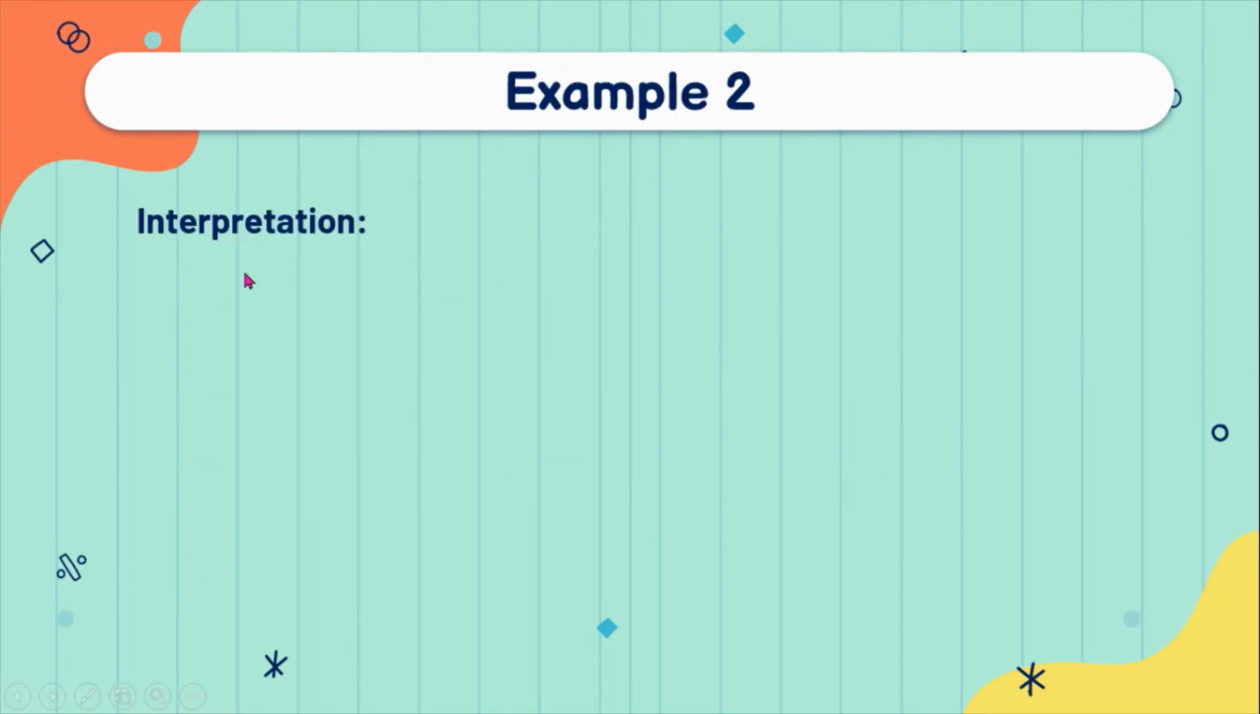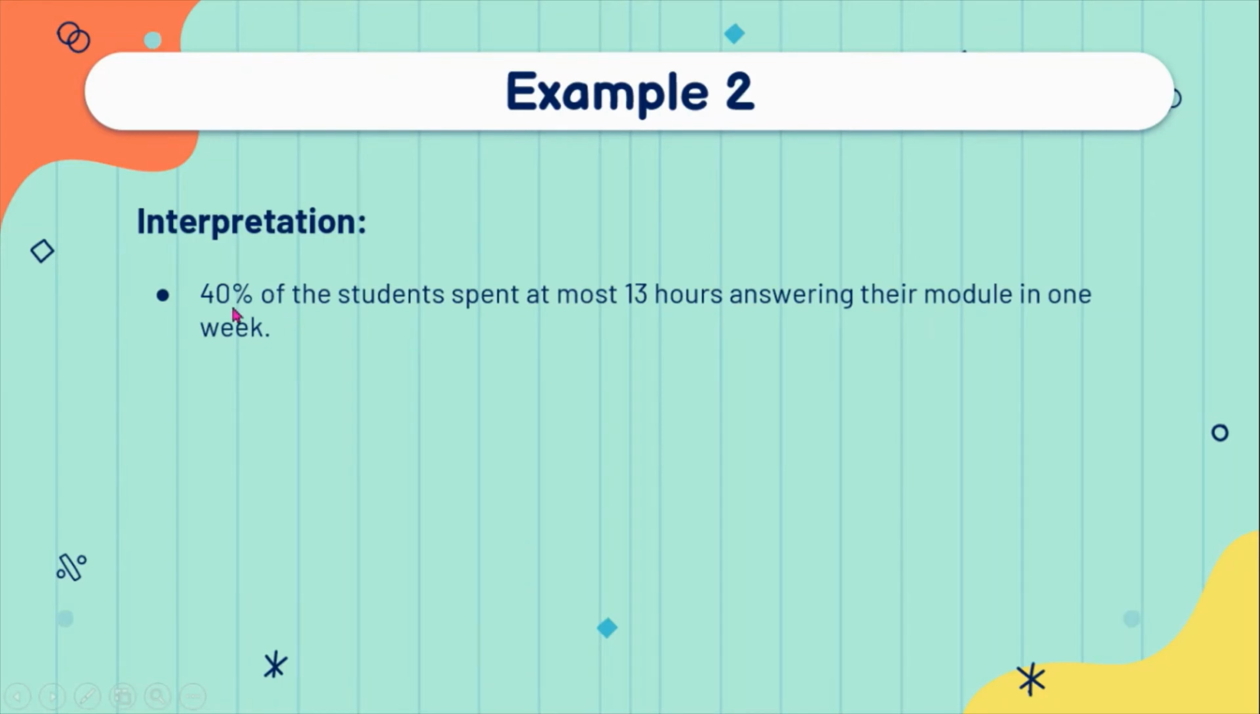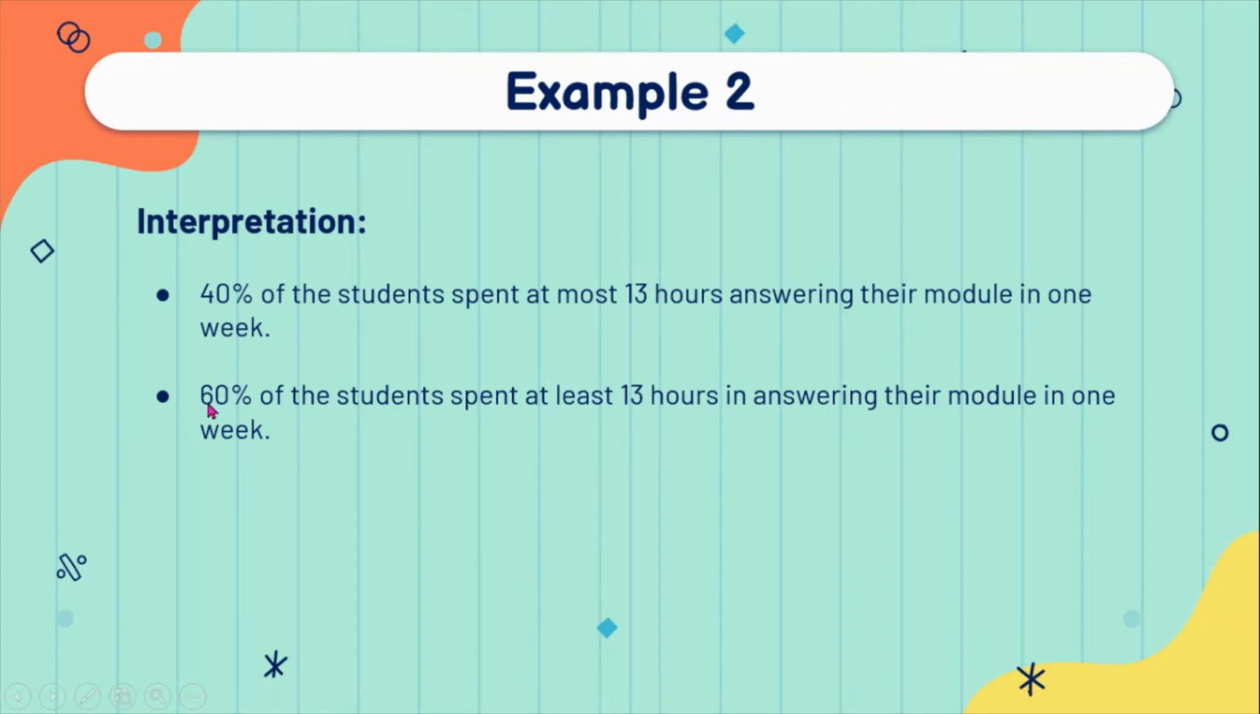So how do we interpret this? That is, 40% of the students spent at most 13 hours answering their module in 1 week, or 60% of the students spent at least 13 hours in answering their module in 1 week.